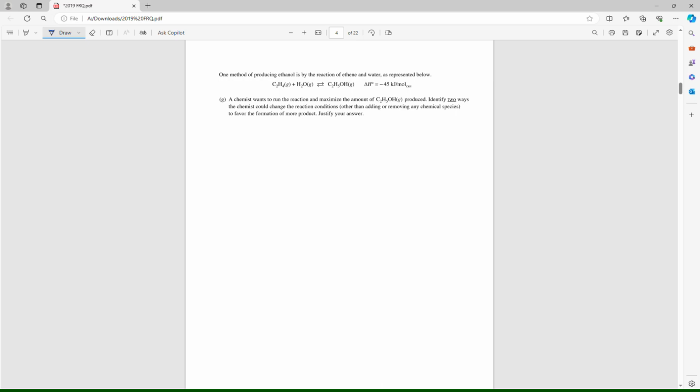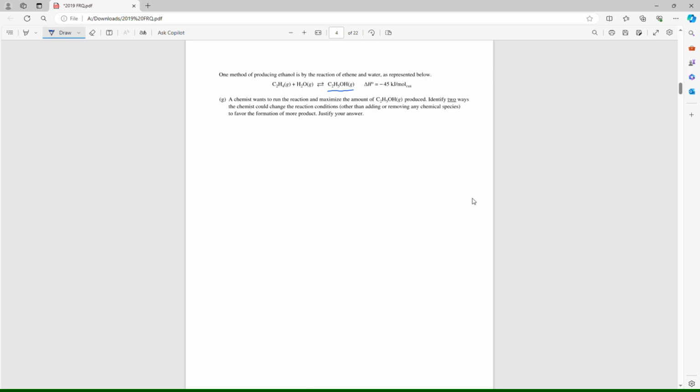All right, part G. A chemist wants to run the reaction and maximize the amount of C2H5OH produced. So they're trying to maximize this product. Identify 2 ways the chemist could change the reaction conditions, other than adding or removing any chemical species. So not by changing the concentration of reactants or products.